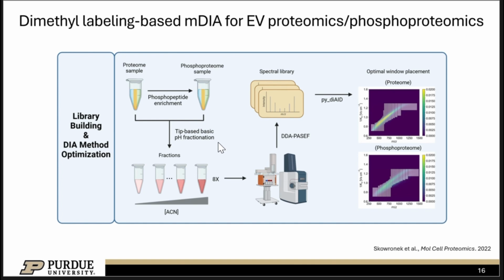We will use this library for the library-based DIA search. Moreover, this library can be used for our DIA method optimization. Here, we use the software called py_diAID, which was developed by Dr. Mann's group. We use this software to further optimize the timsTOF acquisition windows. In the output, we can see our precursor distribution on the timsTOF, and we can set up the windows based on this precursor range. Then we can get the optimized windows for the DIA acquisition.